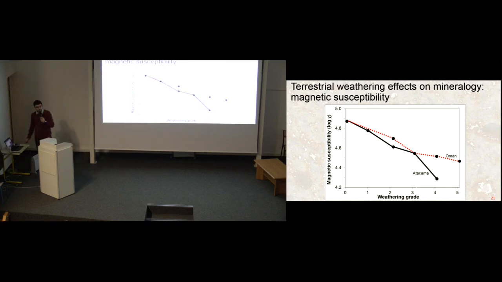So what about the Lut Desert? We see that the meteorites from the Lut Desert, when they get weathered more than weathering grade 2, their magnetic susceptibility increases. And it's because of the formation of minerals such as magnetite and maghemite, which are magnetic. So it is showing a different trend. So we see that weathering in different deserts is showing different behavior.